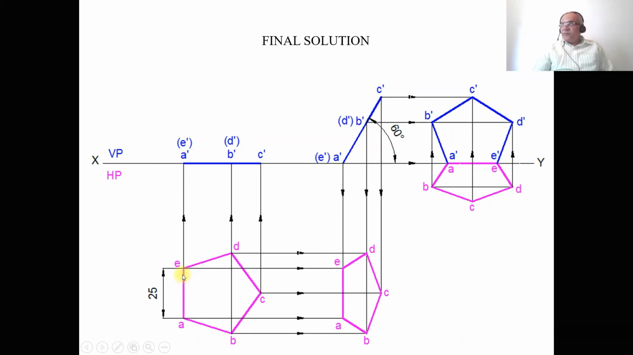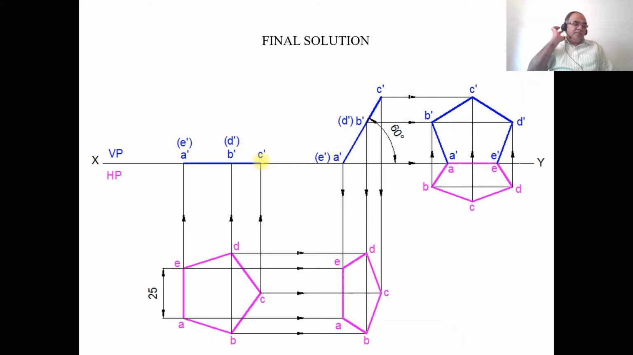Then you draw the front view. To do that, you draw a vertical thin projector from A and E to the XY line, and also from B and D to the XY line, and also from C to the XY line. Then as you see from the front view, A, B, C are near to the observer, so you mark these points as A dash, B dash, and C dash without bracket. And as we see, D and E are away from the observer, so D dash and E dash in bracket. Then join. As we have joined A to B and B to C, similarly you join A dash and B dash with a dot line, and B dash to C dash with a dot line.